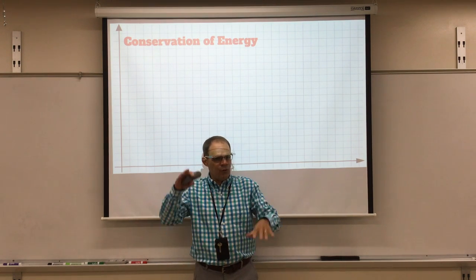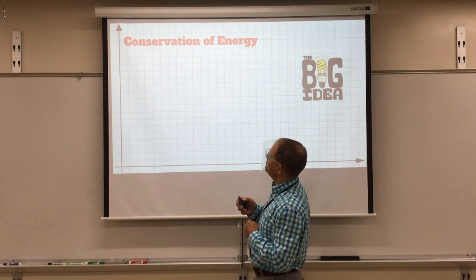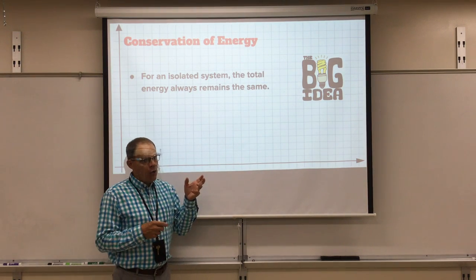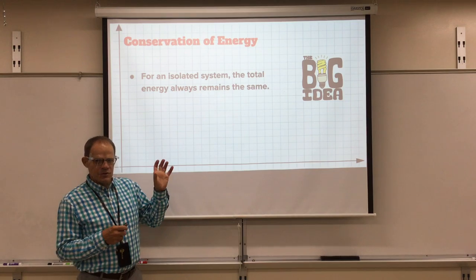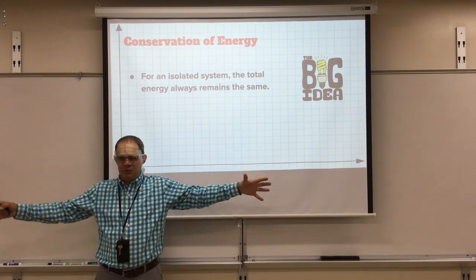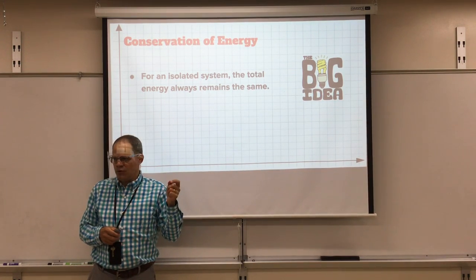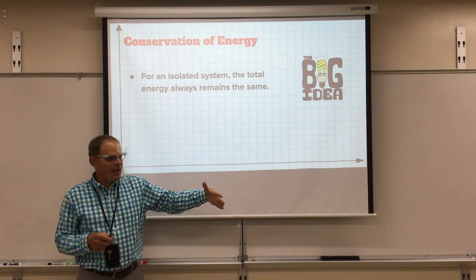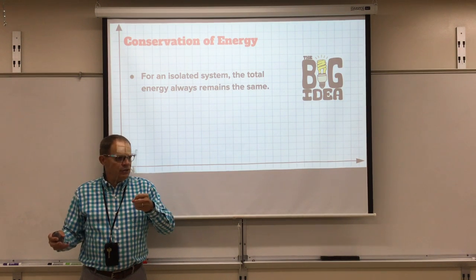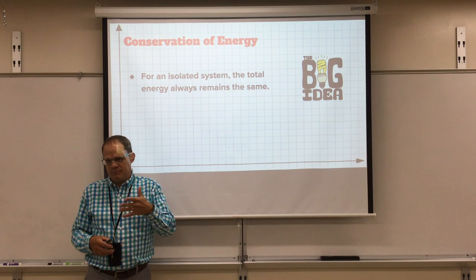It goes from one form to another and back, but the total energy stays the same. That's the idea, okay? So this is the big idea for the whole unit, in sort of conceptual terms. If you have an isolated system, a system that's not interacting with the world outside of it, the total mechanical energy stays the same. So if you have a pendulum, and you can pretend there's no air resistance, and you let it go, it will swing back and forth and its total energy will stay the same.